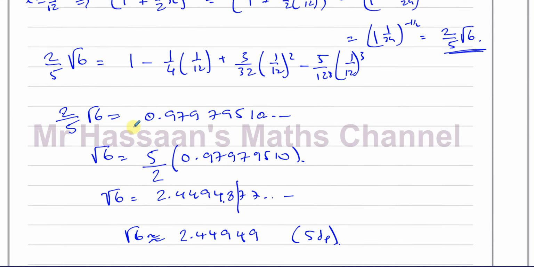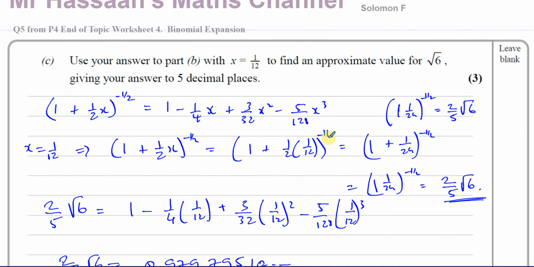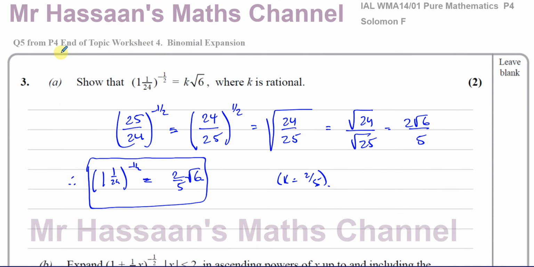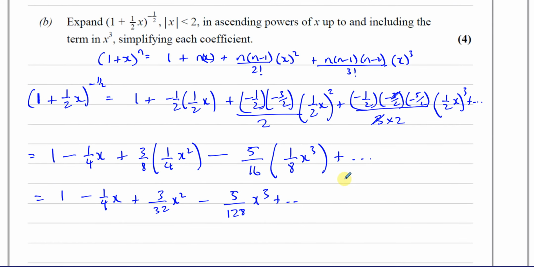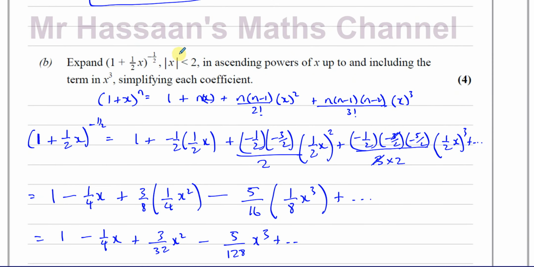And the reason why it's a good approximation is because x equals 1/12 is a valid value. That's something you can put into here, and the expansion is valid because, as they told us, and as we should be able to calculate for ourselves, if the modulus of a half x is less than 1, in this case, the modulus of x is less than 2.